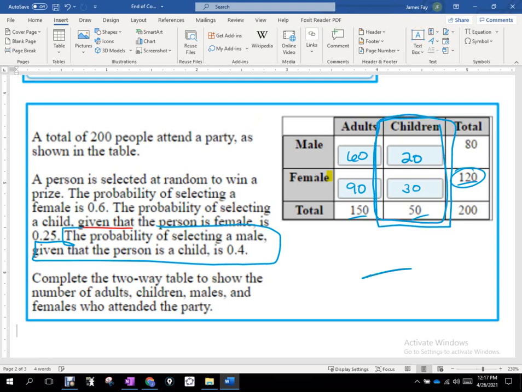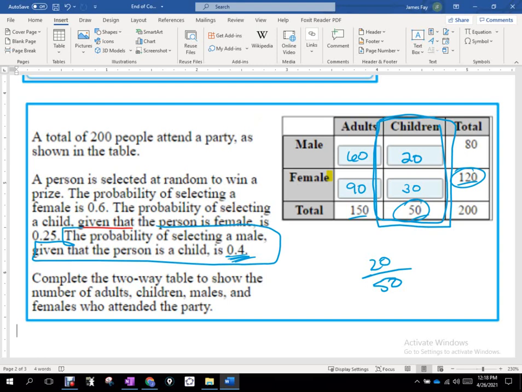Okay. You're working out of 50 people, right? Probability of selecting a male given the person is a child. You know you're working in this sample space of 50. There's 20 males in that 50. What's that work out to be as a decimal? 0.4? So that confirms that this was 30 and that was 20, which then tells me that must be right and that must be right. Does that make sense to everybody?